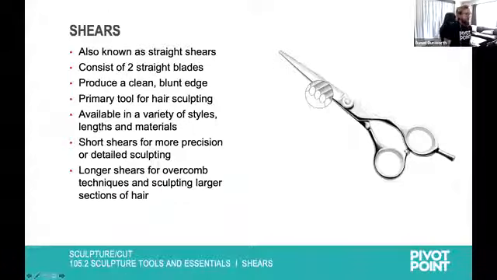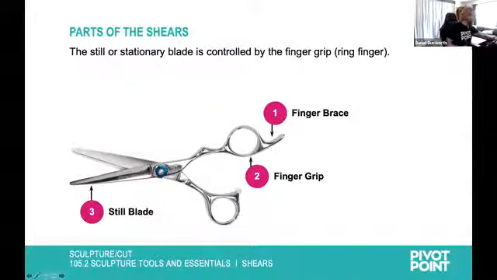As we continue with some of this shear information, let's talk about the different aspects of it. I'm going to use my 6-inch, my workhorse, for it. There are many different pieces to this. A few of them we'll talk about, of course, are the different finger holes or finger grips on here. You've got one that's traditionally for your ring finger, which allows you to control that nice still or stationary blade. You also then have a thumb grip, a lower finger grip here that helps you control the movable or mobile blade. You'll also have a brace, also commonly known as a tang.